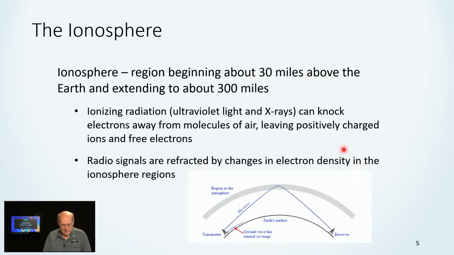Another feature of the ionosphere is it protects us Earthlings from the dangerous radiation from the sun. It blocks most of the ultraviolet and X-ray, because we wouldn't get along well with that.